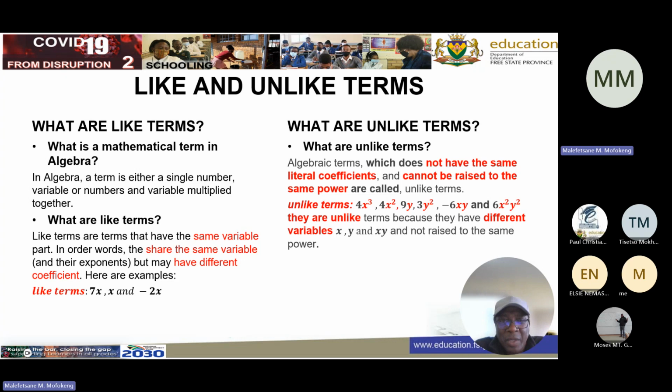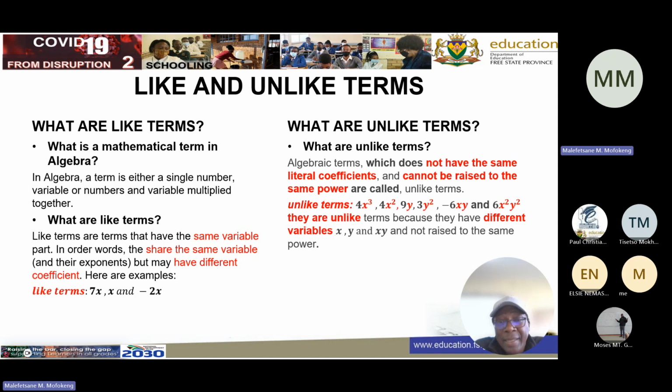What are unlike terms? Algebra terms which do not have the same literal coefficients and cannot be raised to the same power are called unlike terms. Unlike terms, examples: 4x cubed, 4x squared, 9y, 3y squared, minus xy, and 6x squared y squared.